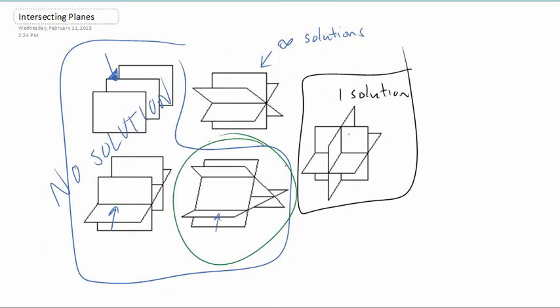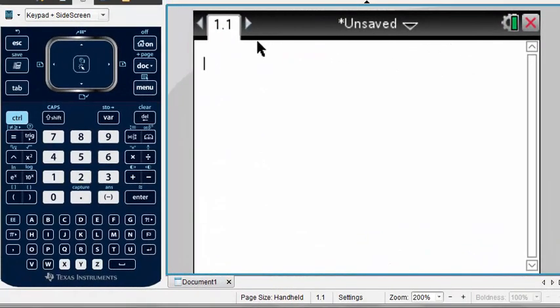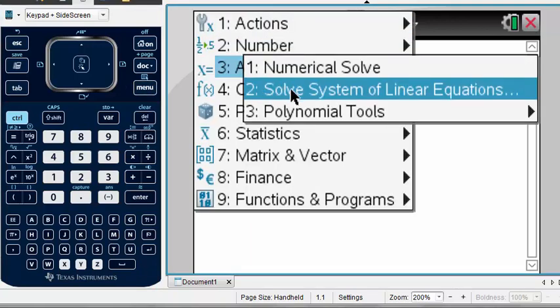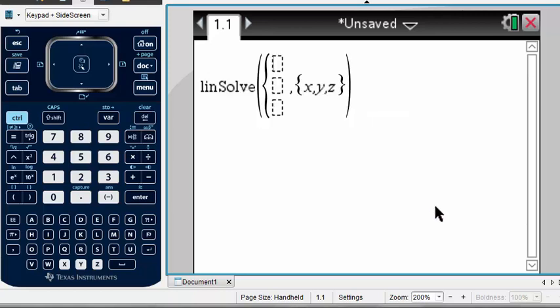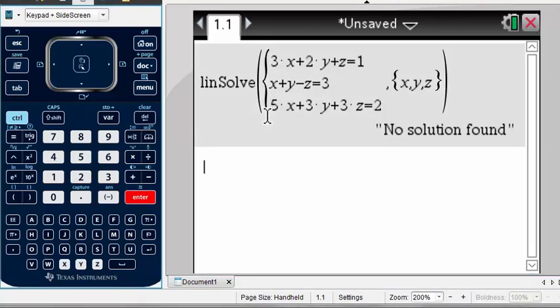Now, it is possible to use a graphing calculator to solve these systems, and I want to look at that very quickly here with this last example. So in my calculator, I'm going to go into Menu, Algebra, Solve System of Linear Equations. Number of equations, we're going to have 3. We're going to have x, y, and z. Okay. And I'm going to type in my equations. So there we are. We have them typed in. I push Enter. No solution. Look at that. Wow. If we're allowed a graphing calculator, you'd be a fool not to do this with your calculator.